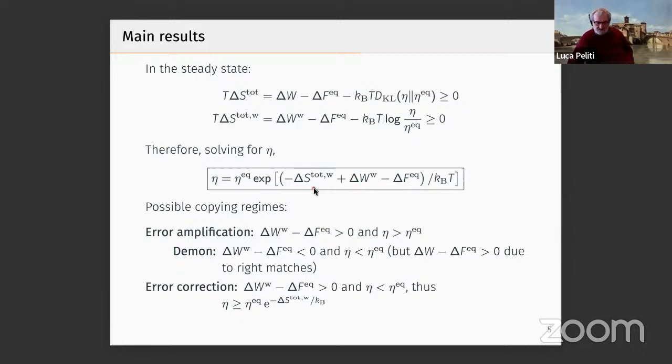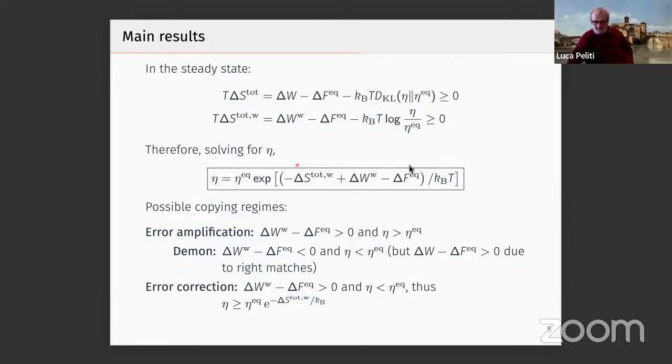But the interesting point is that in order to reduce eta, you have to increase the total entropy production per incorporated monomer. You see this term here. If you want to get this thing down, we have to increase this term.